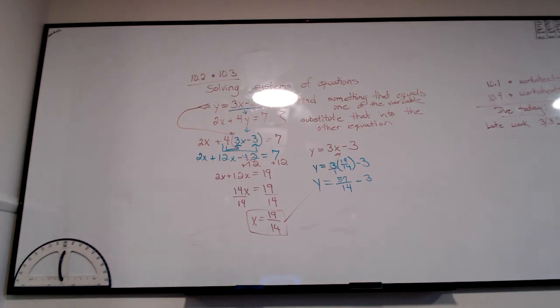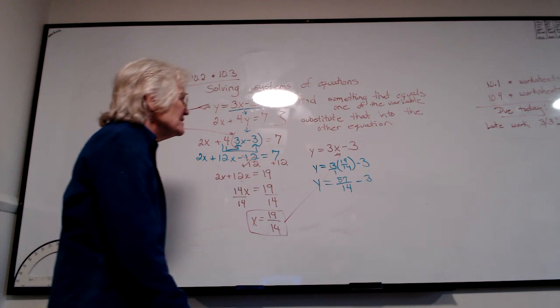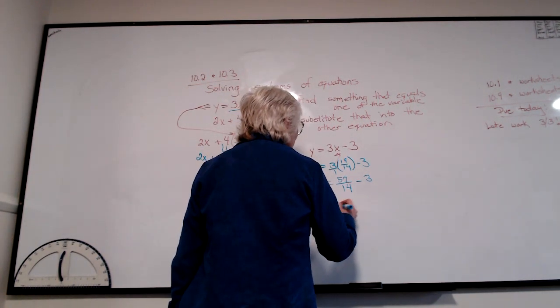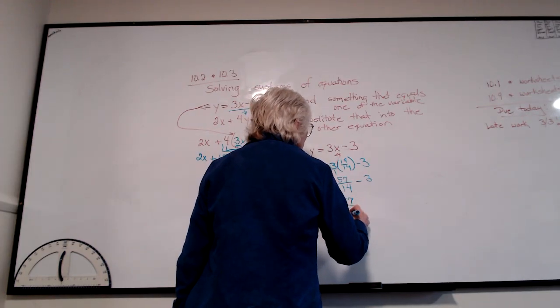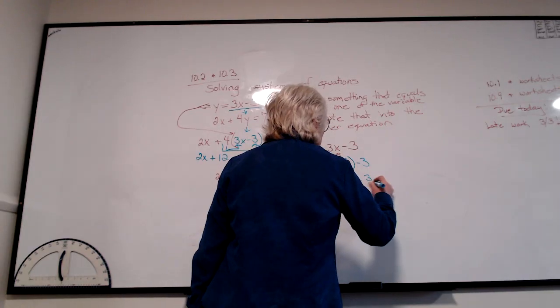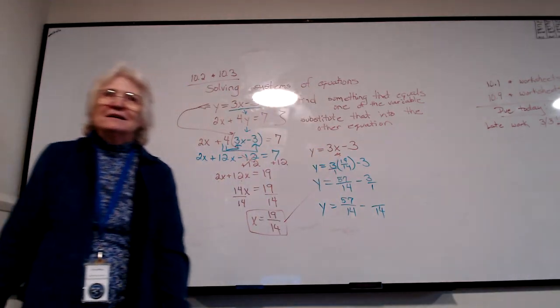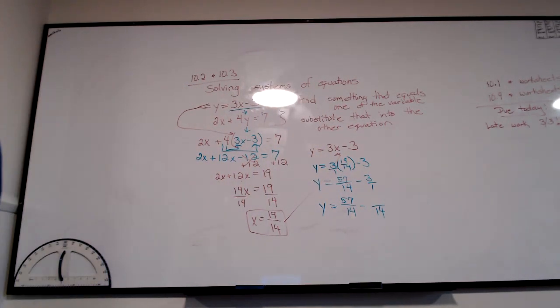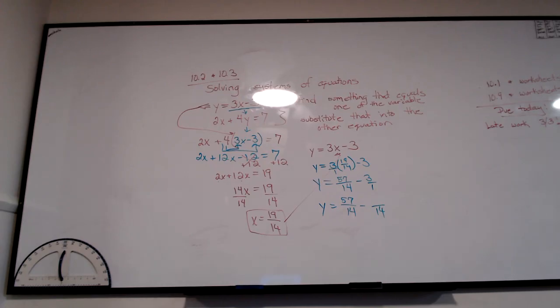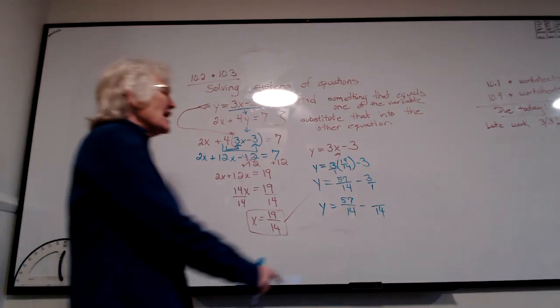Grayson, get a common denominator. What's our common denominator going to be? Probably 14. Okay, so y is equal to 57 over 14 minus something over 14. Okay? So we want the denominator to be the same because we cannot add or subtract fractions unless our denominator is the same. So what would be the numerator on that? Negative 42. Wait. Just 42 right now because I have the minus sign.